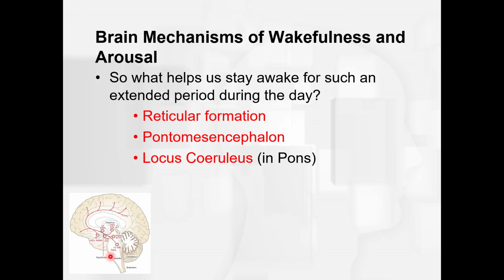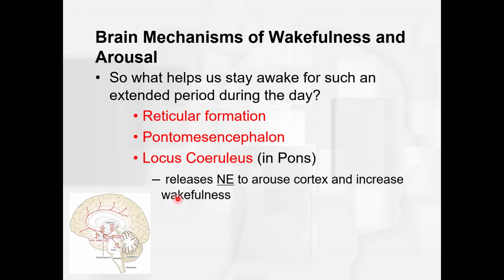So if we go here, again, here's the medulla, here's the pons, here's that locus coeruleus. Here it's just showing you for this locus coeruleus all these different projections as well, going to those cortical areas. And it releases NE, which is norepinephrine, to arouse the cortex and again increase wakefulness. So again, we're seeing a lot of these overlapping functions of brain regions to promote that wakefulness, so that we do stay awake for an extended period of time during the day.